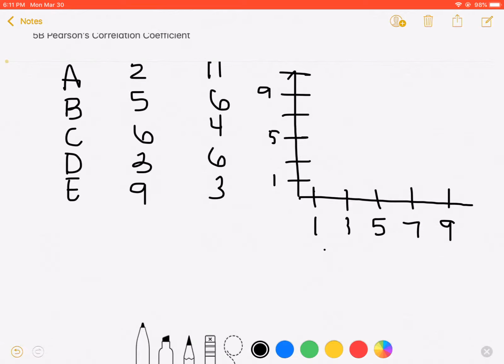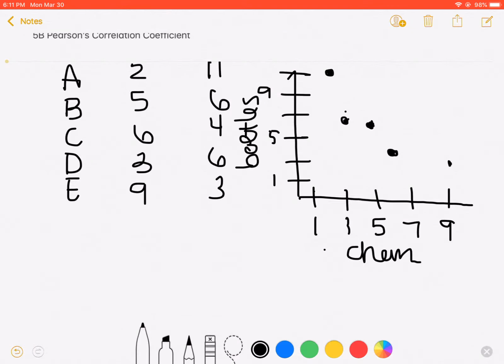Okay, so this is our chemical, and this is our beetle. All you're doing is plotting the points. So 2, 11 would be right there. 5, 6, and this is going to have to bear with me. It's going to be somewhat okay, but not perfect. 5, 6, 6, 4, 3, 6. It's right there. And then 9 and 3.